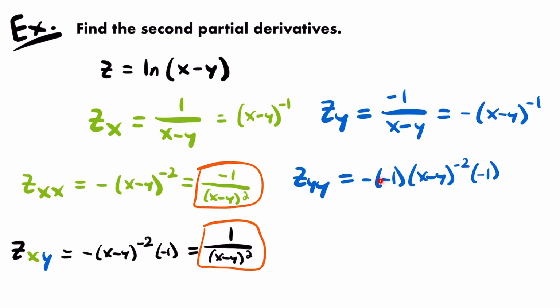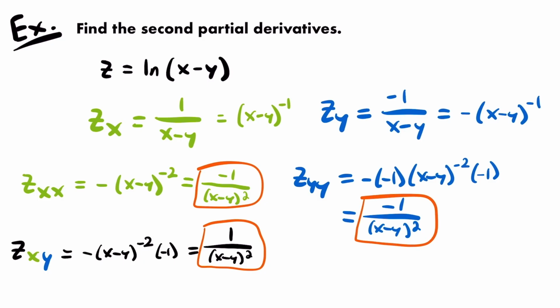Okay, now these two negatives will cancel out, but we still have this -1 over here. So our final answer will be negative. What we will get is -1 divided by (x - y) squared. Okay, I move this quantity to the denominator, giving it a positive exponent. And so that right there is zyy.